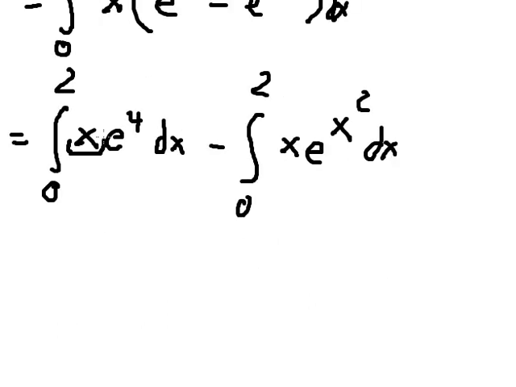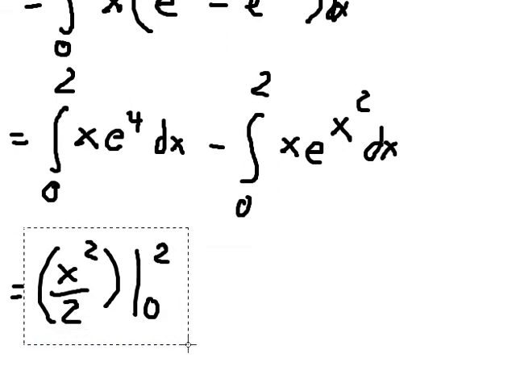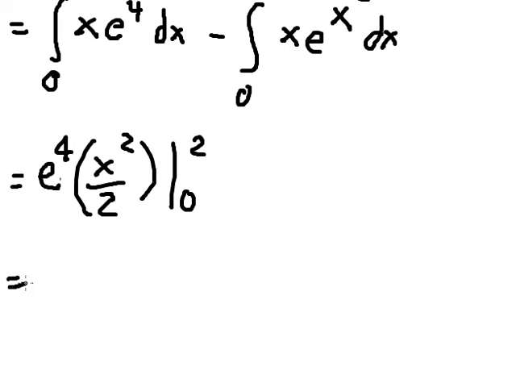The integration of s, we have s squared over 2. And we put the bounds from 0 to number 2. And we have e to the power of number 4 gone here. So number 2 I will put in here. Number 0 I will put in here. So we have number 2.